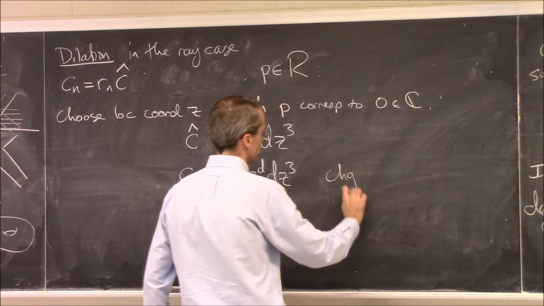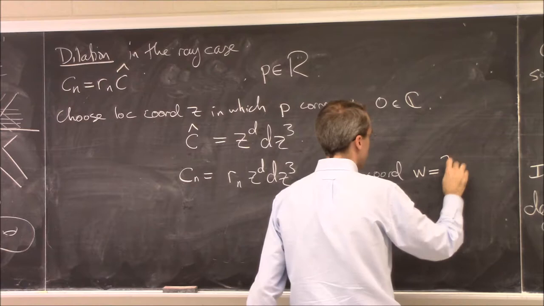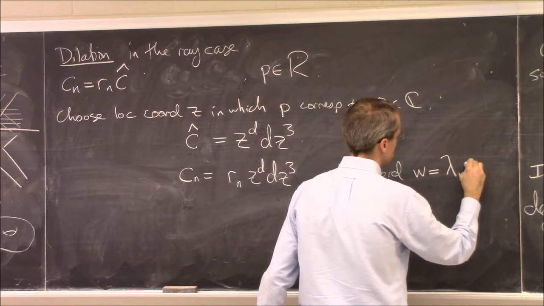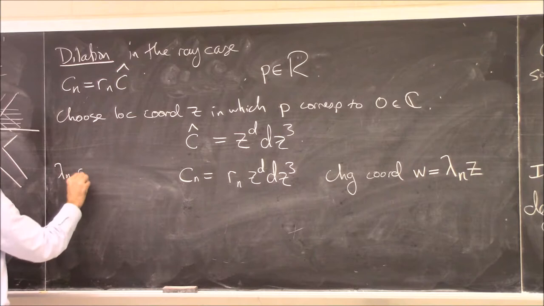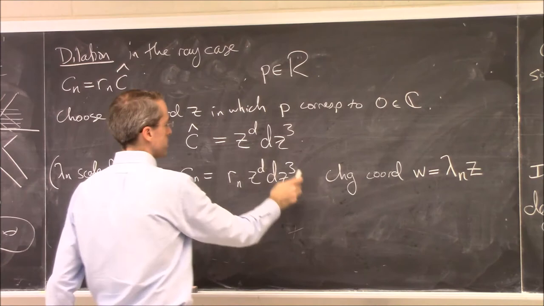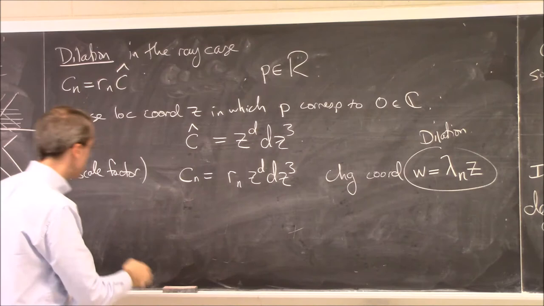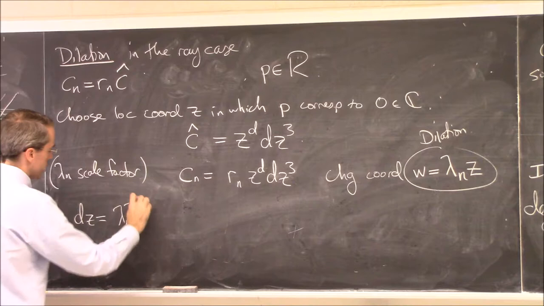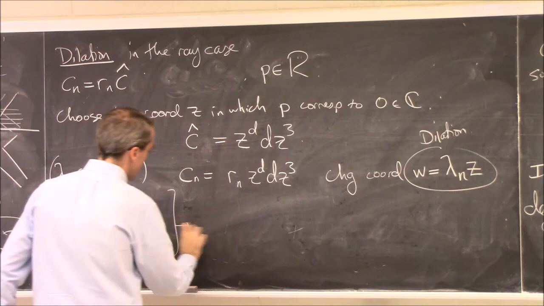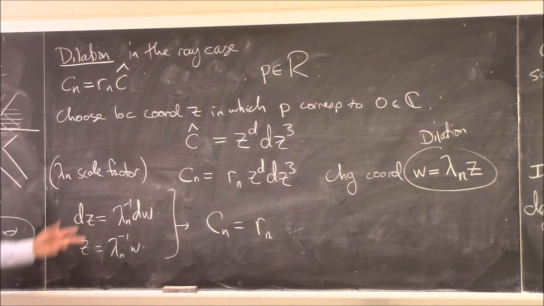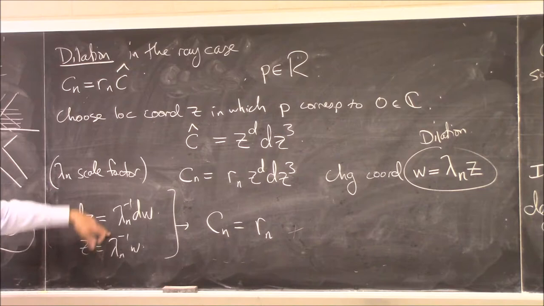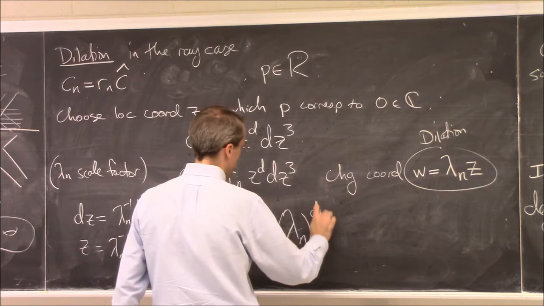Now let's change coordinates to w, which is going to be some constant that depends on n, lambda_n, times z. I would call lambda_n the scale factor, and this idea is what I'm calling dilation. So dz is then lambda_n inverse dw, and z is lambda_n inverse w. You substitute these, and you get that c_n is r_n, and then you get d factors of lambda_n inverse from the z's, and you get 3 from the dz's. So you get lambda_n to the minus (d plus 3), w to the d, dw cubed.